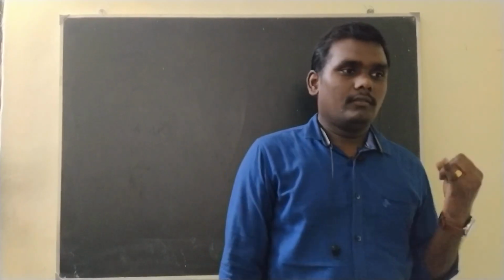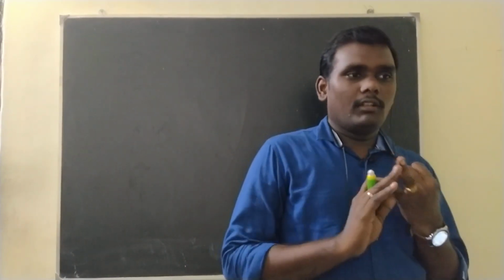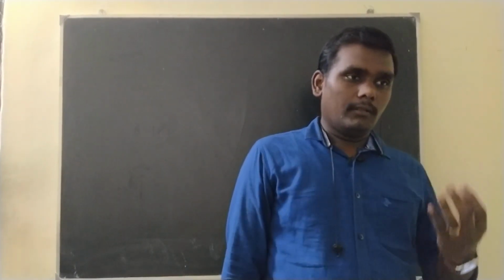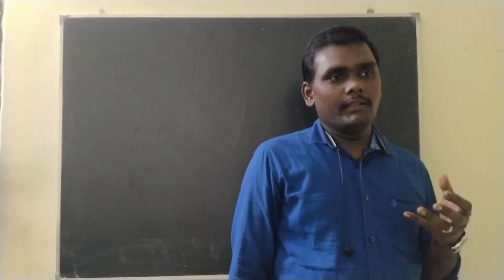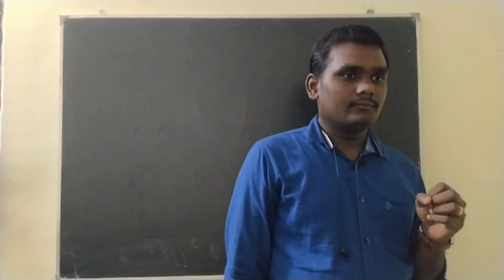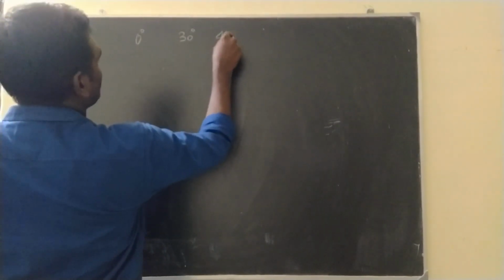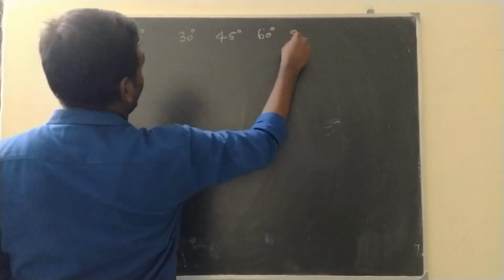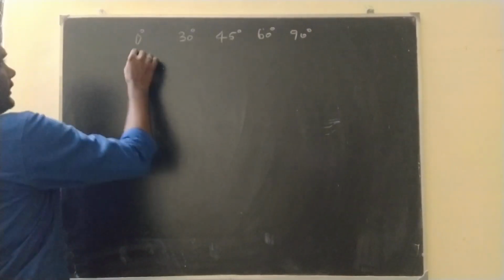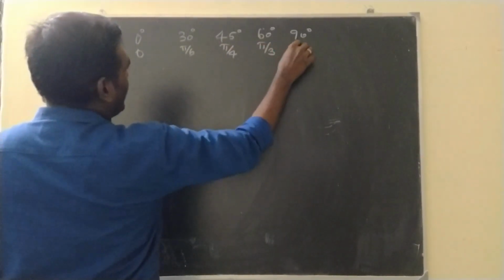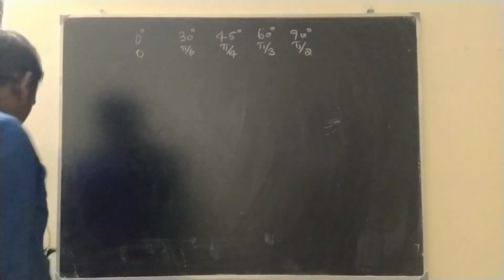In the last session we studied what degree measure is, what radian measure is, and how we can convert from degree measure to radian measure. Also, we studied the common angles. Those common angles were 0 degree, 30 degree, 45 degree, 60 degree and 90 degree. The same in radian measure: 0, pi by 6, pi by 4, pi by 3, pi by 2. You remember?